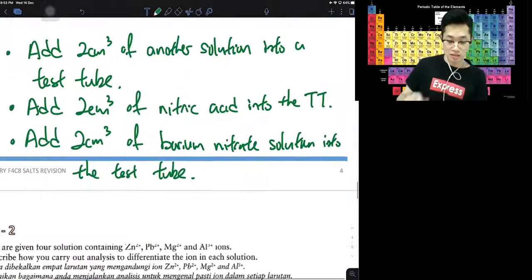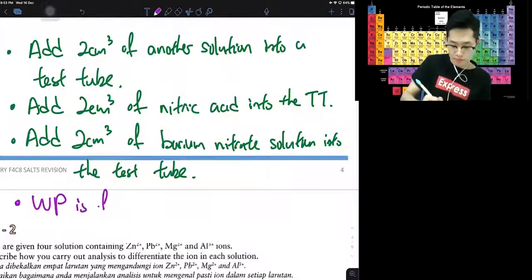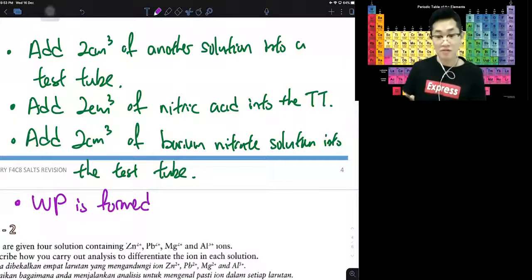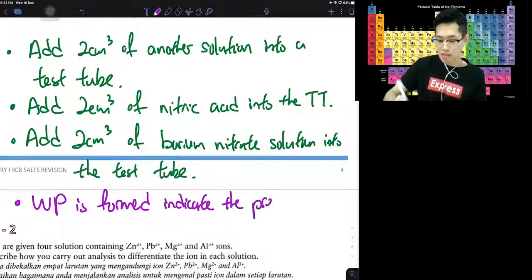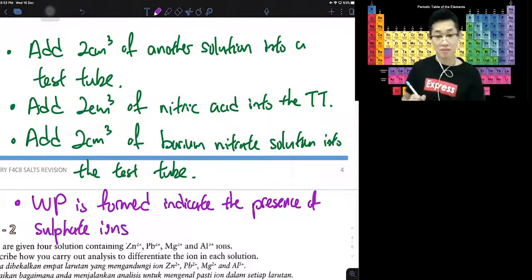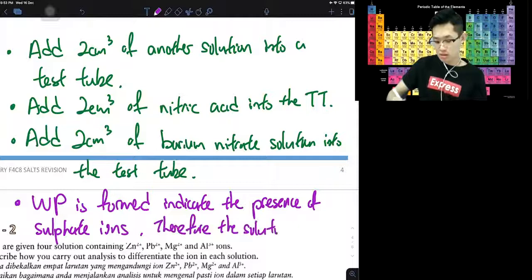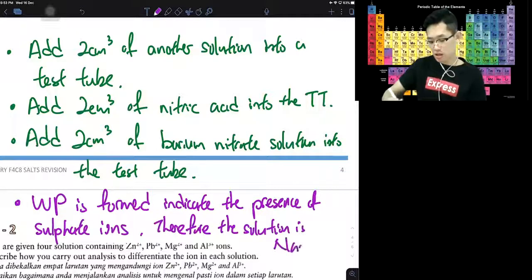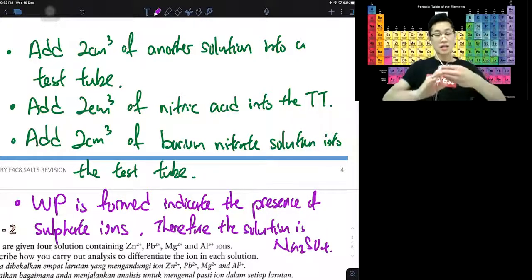Finally, white precipitate is formed, indicating the presence of sulfate ions, and therefore the solution is Na2SO4, sodium sulfate. Just like that.